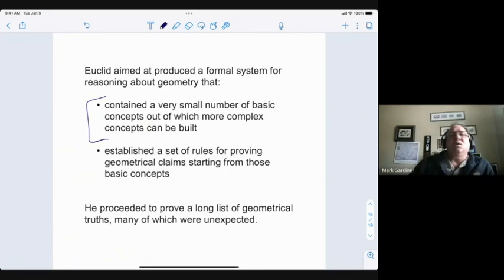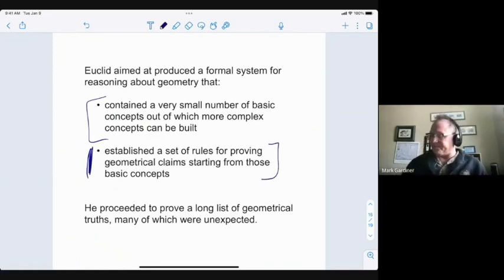It tries to come up with the smallest number of basic concepts, or at least very small ones, out of which more complex concepts can be built. Secondly, he establishes a set of rules for proving certain kinds of claims. For him, they were geometrical claims that start from those basic concepts, and those were the postulates and the axioms in his system. And you want those rules to be reliable, obviously. So we'll be talking a great deal about what actually would constitute the reliability of a set of formal rules in a formal deductive system.